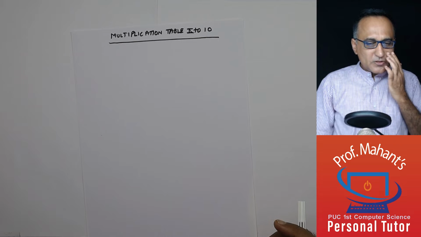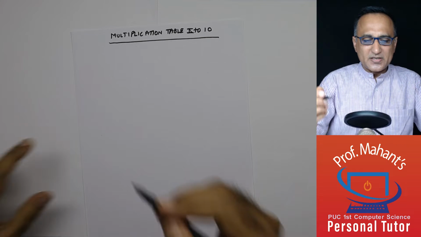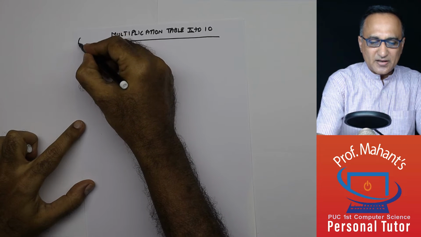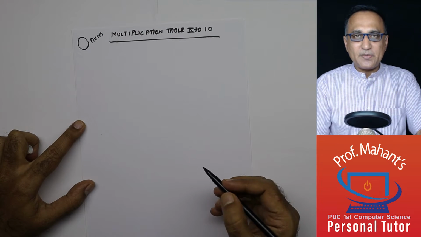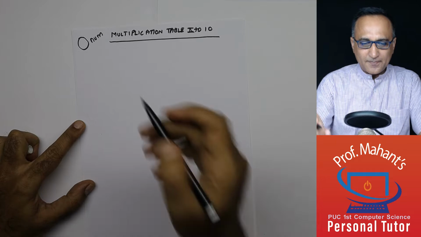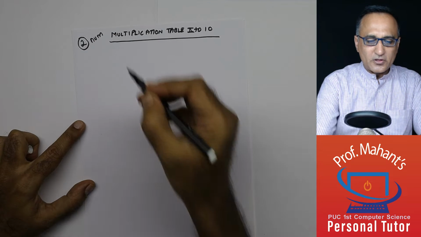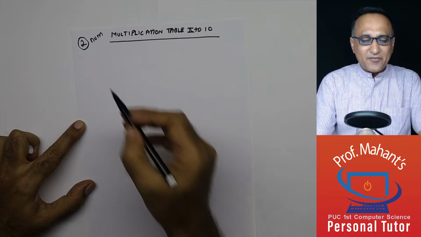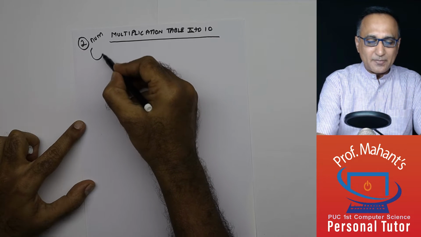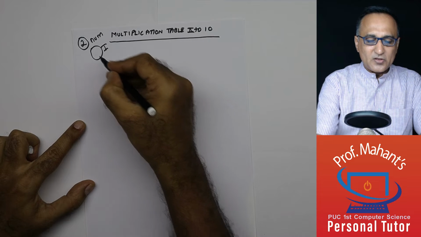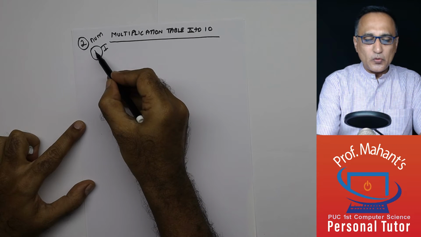In order to solve this particular problem, we first need to understand what are the different variables required. I require one variable called number whose table I am interested to find. Let's say this number is 2 for the moment. Then every time I am going to multiply 2 with another number. Let's call that number I. Initially I is 1, 2 into 1 is 2.